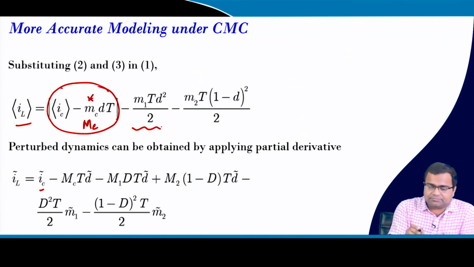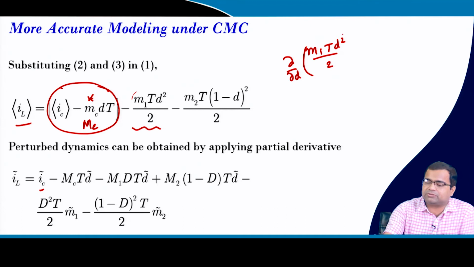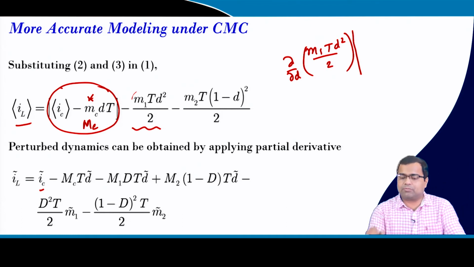Then for this term, once we will consider perturbation in the duty ratio, and the other time we will consider perturbation in the slope. Okay. So, if you consider perturbation in the duty ratio, so M1 T d square by 2, then we simply partially differentiate with respect to this, and that is computed at d equal to capital D.